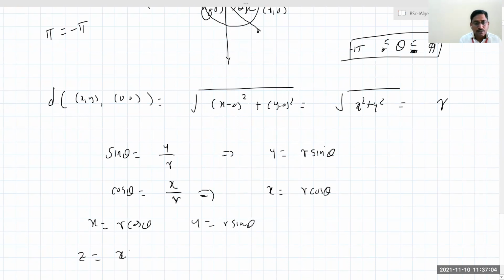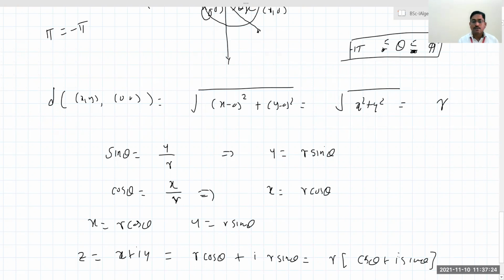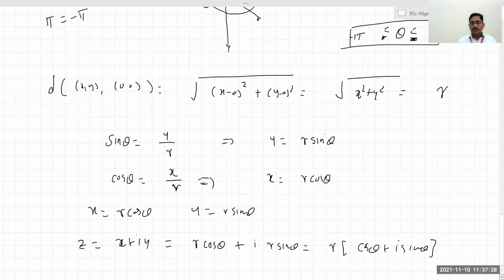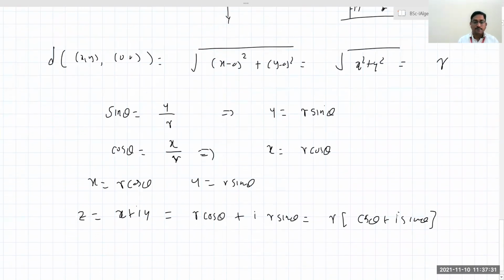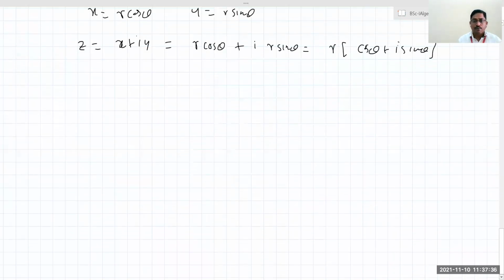So your z is this representation of complex number, and instead of x, if you know the angle with the x-axis, it will be r cos theta plus i r sin theta, that is r taken common, cos theta plus i sin theta. This representation is called the polar form, the standard form representation of complex numbers. Now this theta should satisfy this condition.